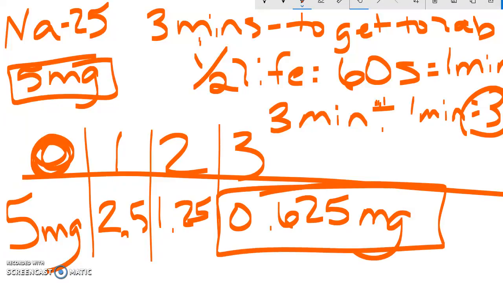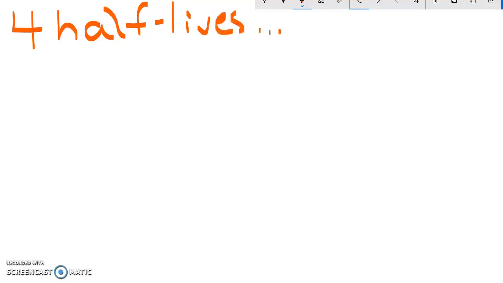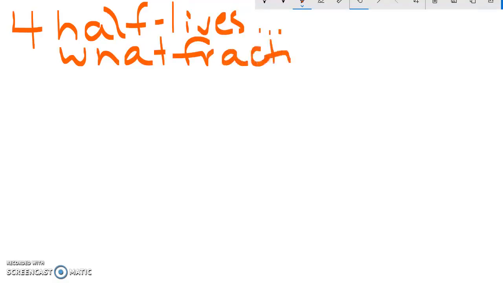I do these little charts like this because it is more visual for me. If you figure out how many half-lives you have, then you just plug in your information and divide by 2 every single time. Now, sometimes they'll ask you something like, say, you have 4 half-lives. What fraction of the sample is left?